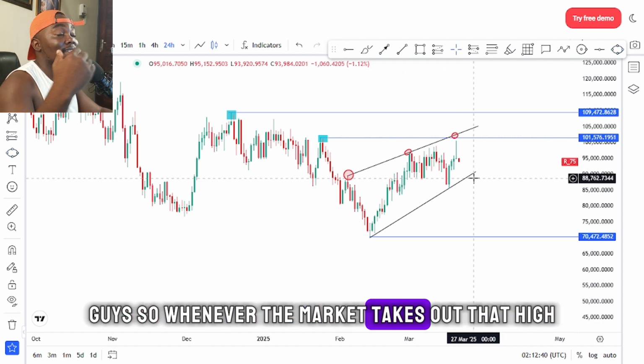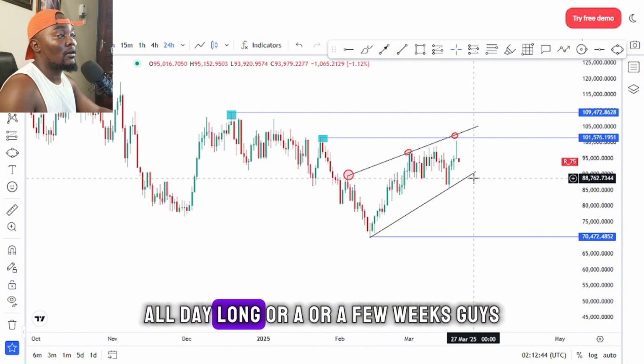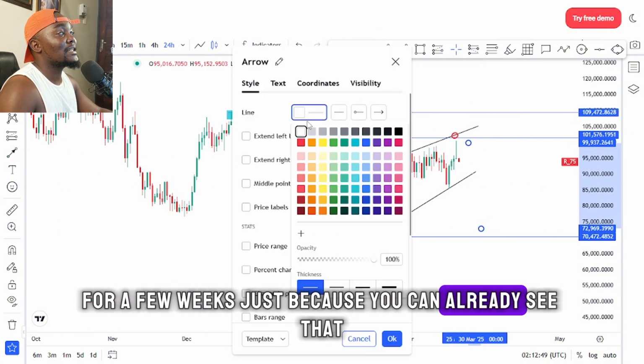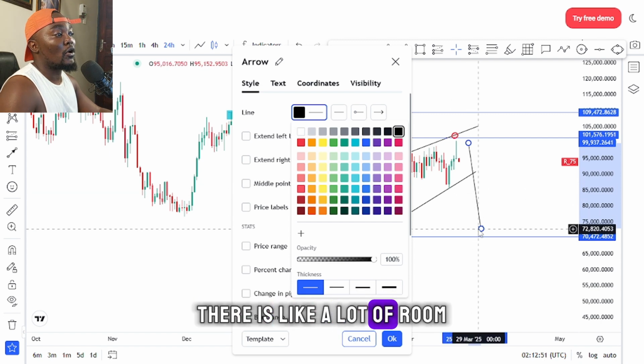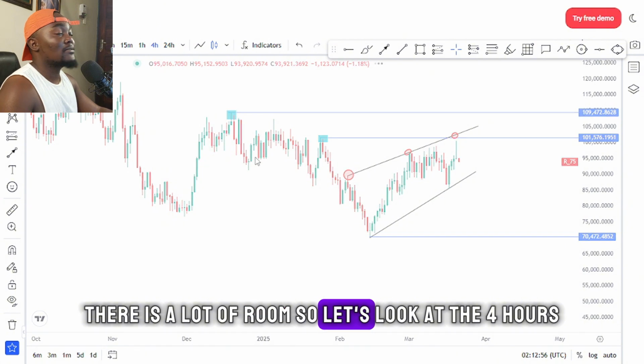So whenever the market takes out that high, I will be looking for selling opportunities all day long, or a few weeks, guys, for a few weeks, just because you can already see that there is like a lot of room from that point to this point. There is a lot of room. So let's look at the 4 hour.